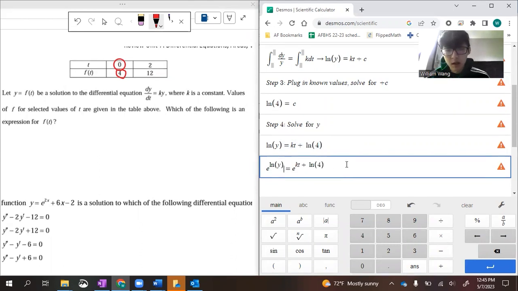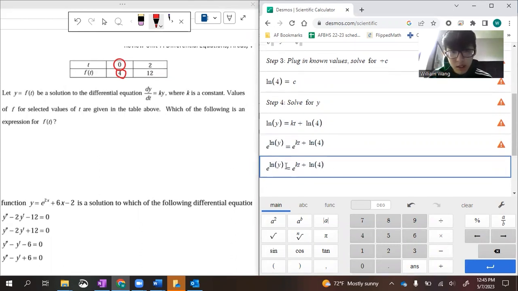Okay, cool. I'm going to copy and paste this. e to the natural log of y, that just simplifies to y. All right, e to the kt plus ln of 4. Remember, when I have e to the kt plus another exponent, it's the same thing as times e to that same exponent, ln of 4. So this and this are equivalent. That is how exponents work, basically.